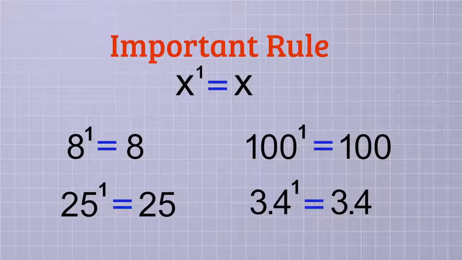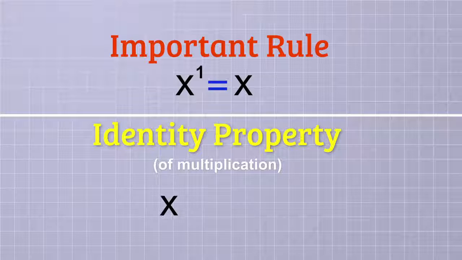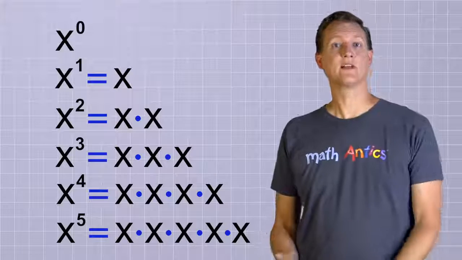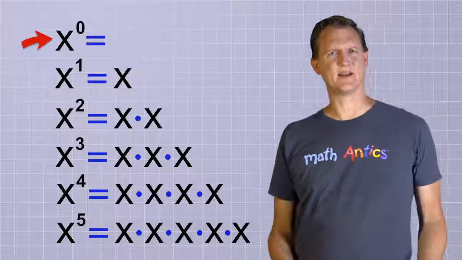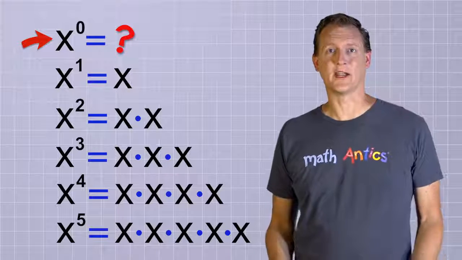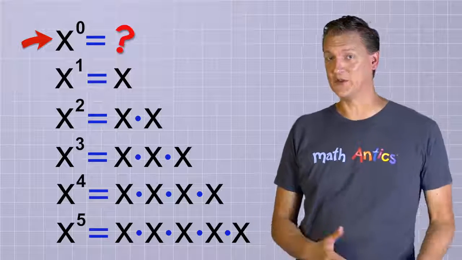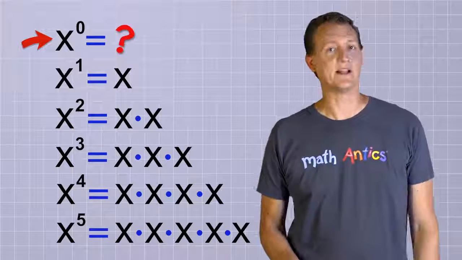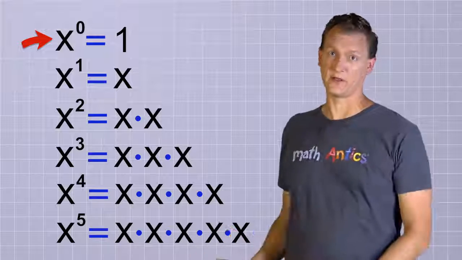This rule, or property, is similar to the identity property of multiplication that says any number multiplied by 1 is just itself. Okay, so x to the first power makes sense, but what about x to the 0th power? Does that mean no x's multiplied together? That seems even stranger, and the rule about the 0th power may surprise you. It seems like x to the 0th power should be 0, but it's actually 1, which will make a lot more sense if we modify our pattern a little.